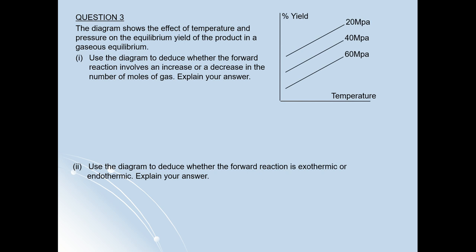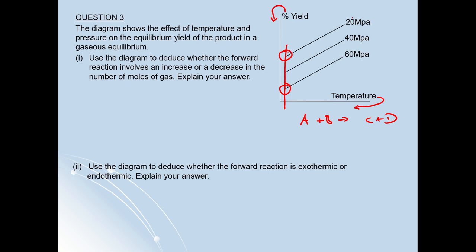Okay, so this is a good question here. It does cause students a little bit of problem because there's a wee bit more going on here. I'll just tidy this graph a little bit. So the percentage yield is the y-axis, the temperature is the x-axis. The first question is, we had to deduce whether the forward reaction involves an increase or a decrease in the number of moles. Say it's A plus B going to C plus D. If we just take a constant temperature, so we'll just go down here and take a constant temperature.